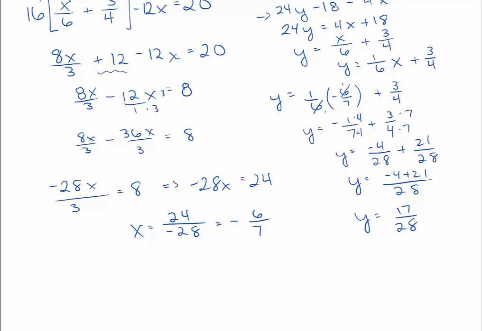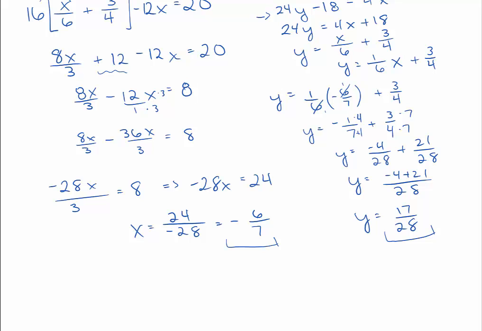And so x is equal to negative 6/7, and y is equal to 17 over 28. Not the greatest numbers in the world, but certainly not too bad. It was a lot of work compared to number 2, and honestly, we'll probably see that number 6 isn't so bad, but sometimes you have that much work, and you just have to keep plugging along.